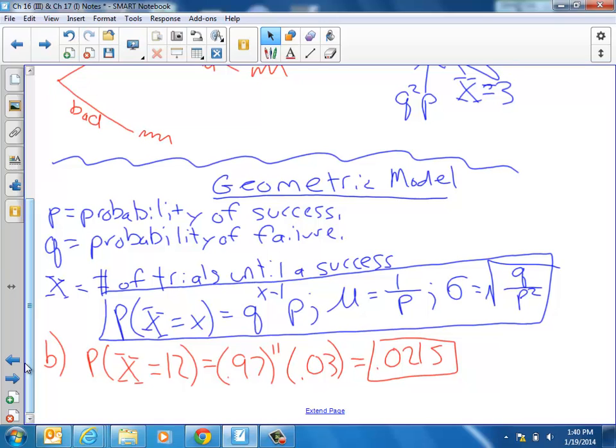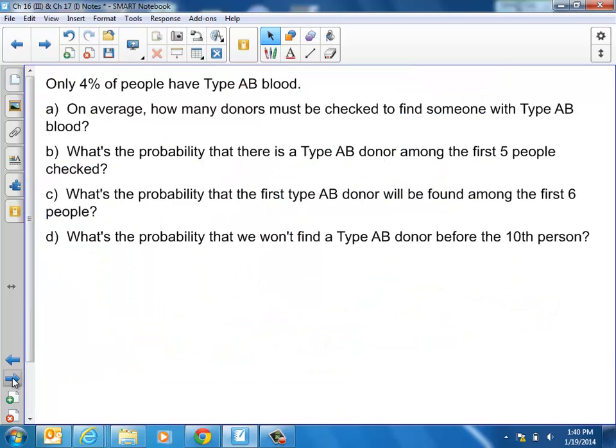All right, we are almost done. Last problem does not take as long. So you guys have been patient, you've done great. Sorry if I'm running over time. On average, how many donors must be checked to find someone with type AB blood if only 4% of people have type AB blood? All right, well, part A, we can answer that quickly now.